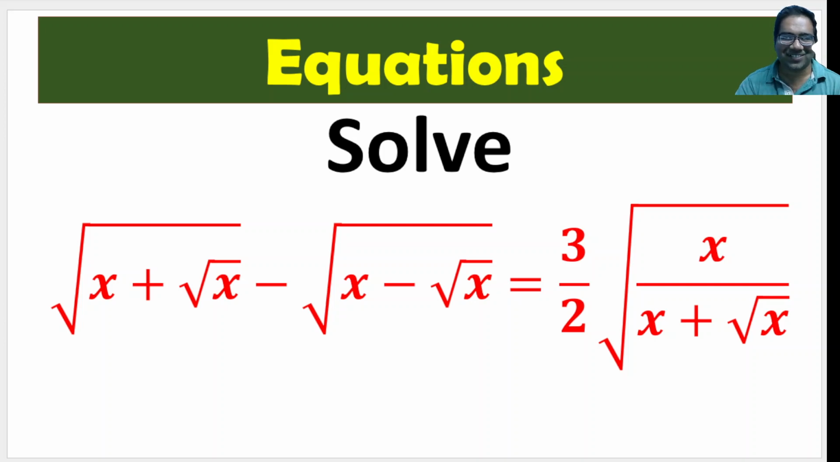Hi friends, let us solve this problem. We have √(x + √x) − √(x − √x) = (3/2)·√x / (x + √x).